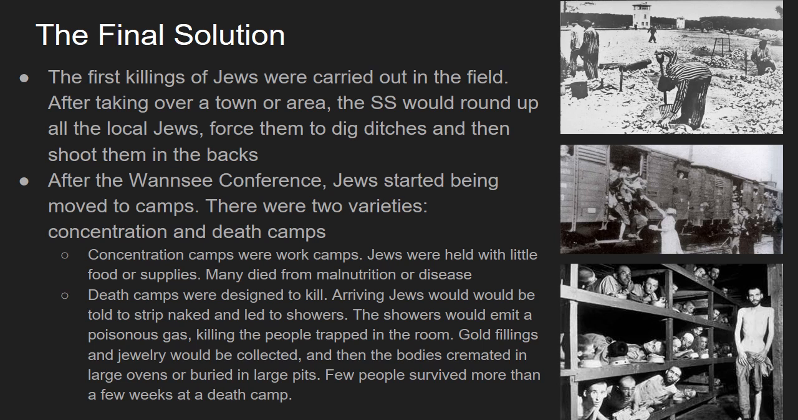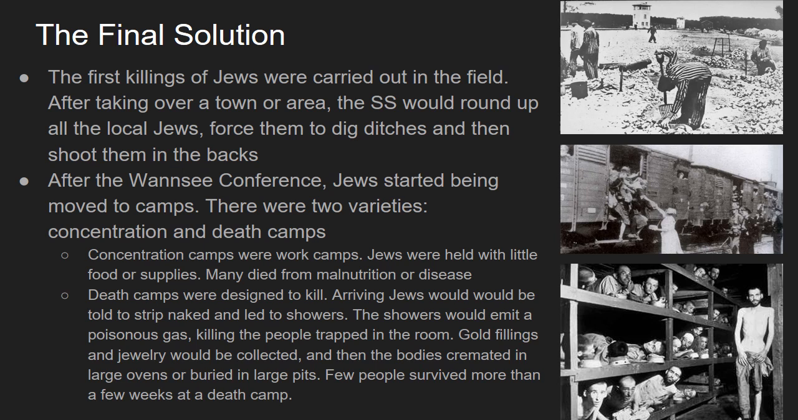So this leads us to what is known as the final solution. So the final solution to what Hitler termed the Jewish problem was the extermination of the Jewish race. The first killings were carried out in the field as the Nazis advanced into new territory, especially in the east. Jews from that town that they had just taken over would be rounded up. They would take them to a remote area, force them to dig ditches, and then shoot them in the backs.